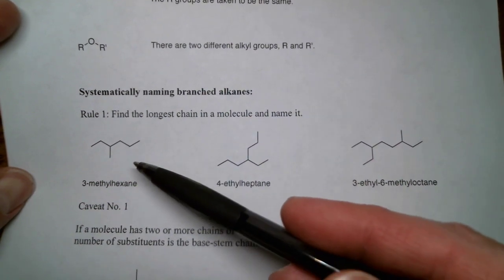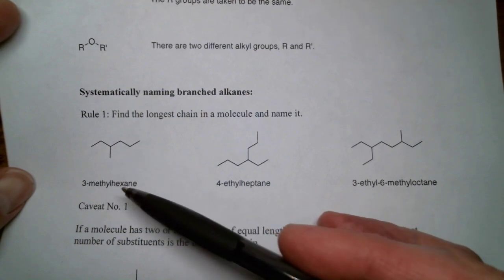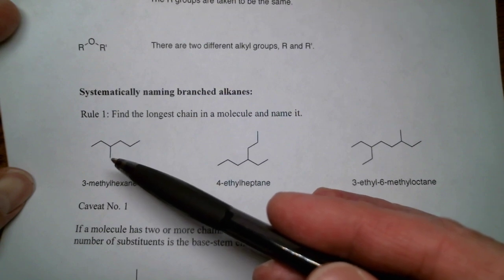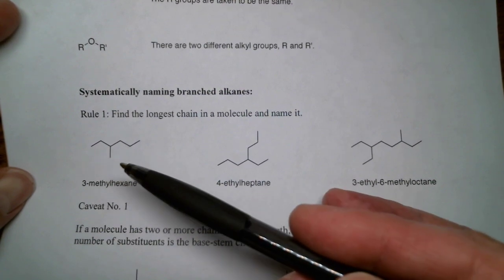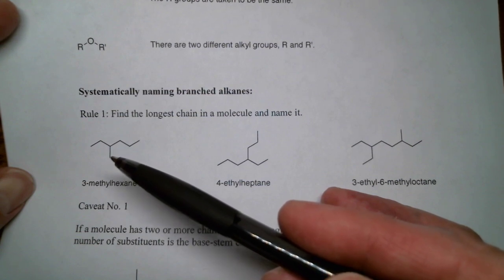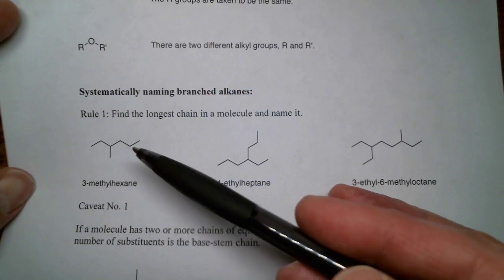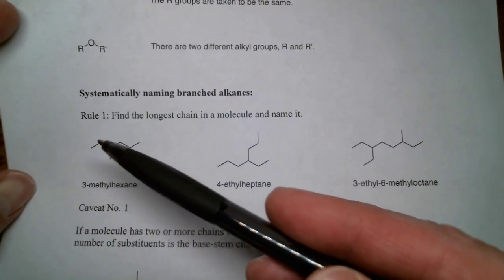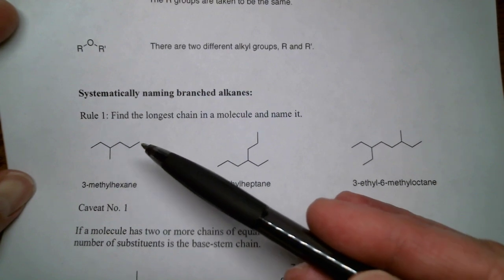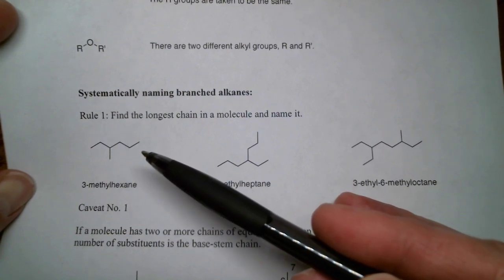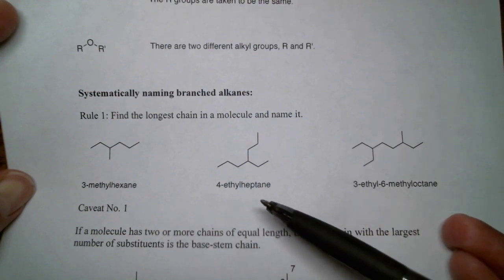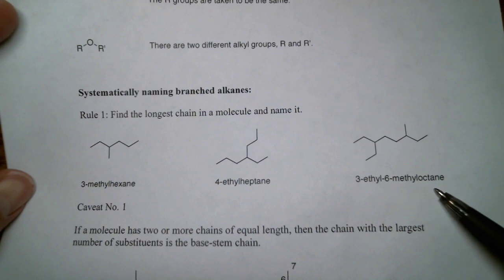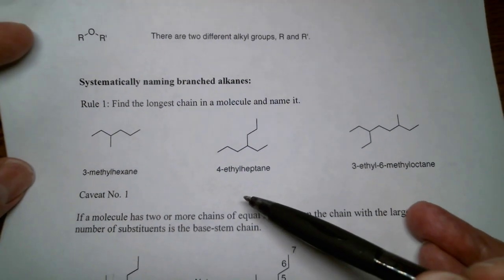So the longest chain in this molecule must have been a 6-membered chain, so a hexane. If I start counting from this end, 1, 2, 3, 4, 4 is less than our longest chain, right? Or if I counted 1, 2, 3, 4, 5, 5 is still less than our longest chain. Our longest chain runs 1, 2, 3, 4, 5, 6 carbons. So that's how it turned out to be a hexane. Similarly, the longest chain in this molecule is a heptane, 7 carbons. The longest chain in this molecule is an octane, 8 carbons.